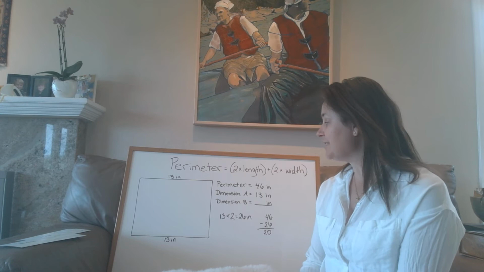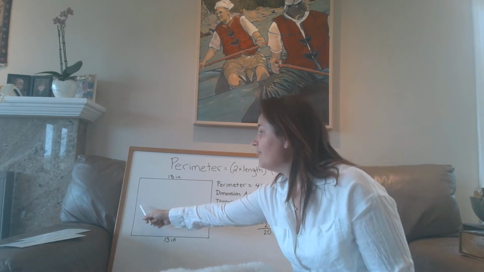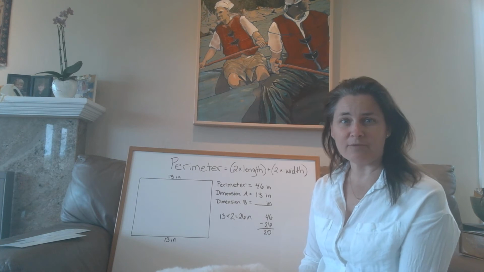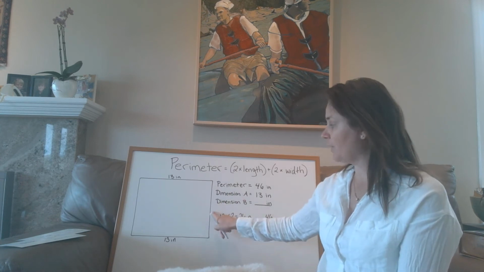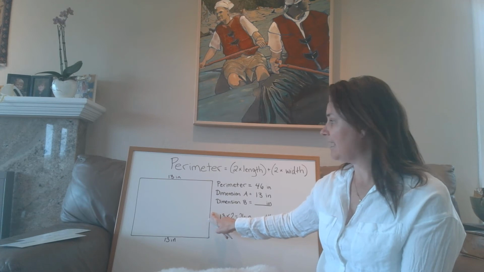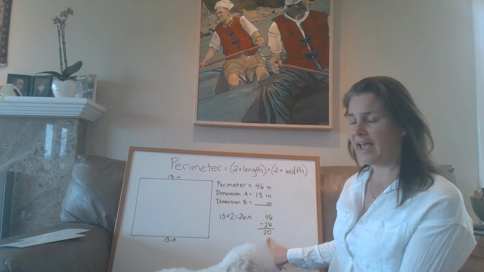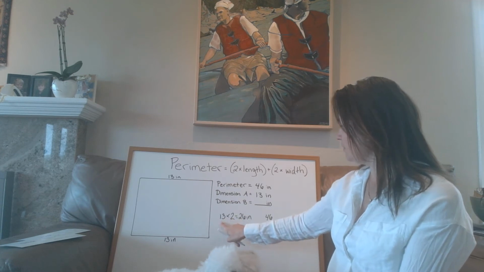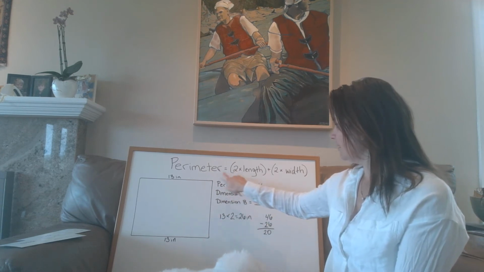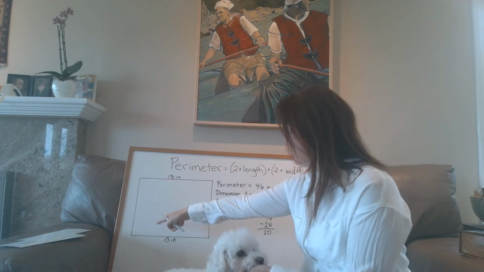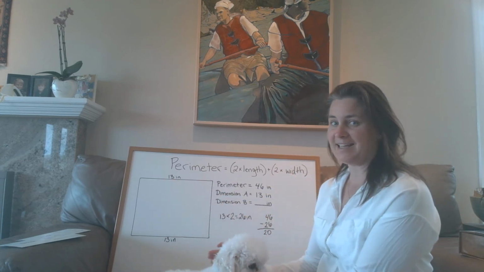Now we have two sides left that we don't know the dimension of. So the most common mistake is fourth graders will say, it's 20 inches. But it's two of them. So we have to divide this 20 in half because we did 2 times the length here, and now 2 times the width would then get us up to 46.